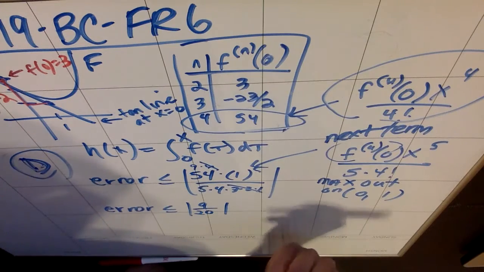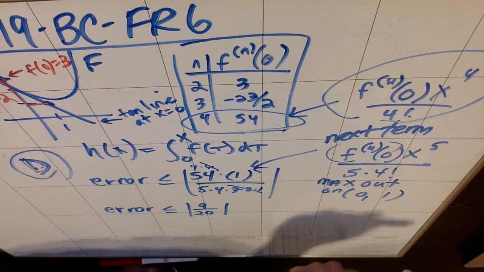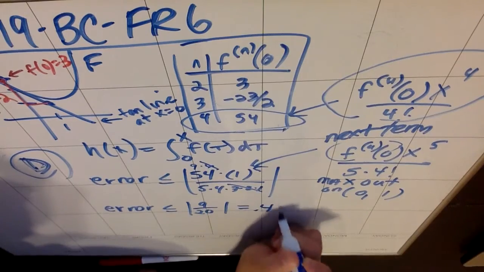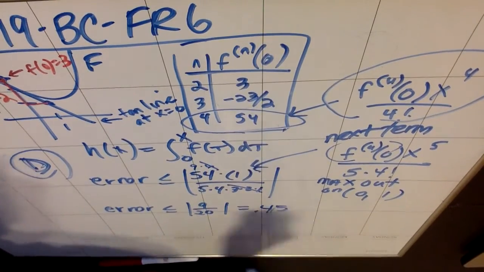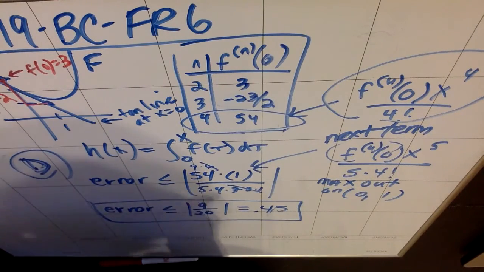Well, I was asked to show that the error is at most 0.45. Well, that's exactly what that quantity is, right? So that's 9/10 divided by 2, so 0.45. So I showed that the error was, in fact, at most 0.45.